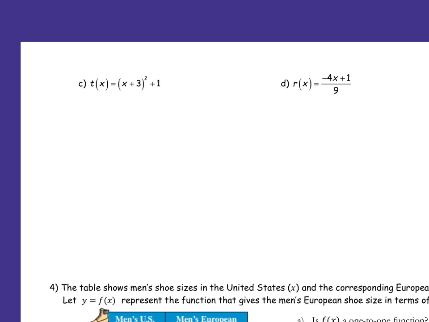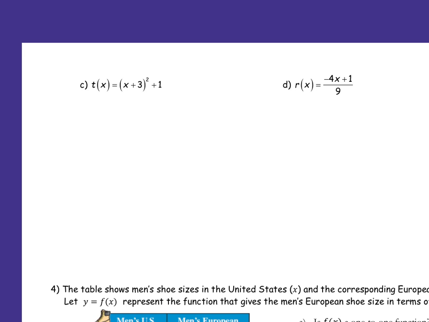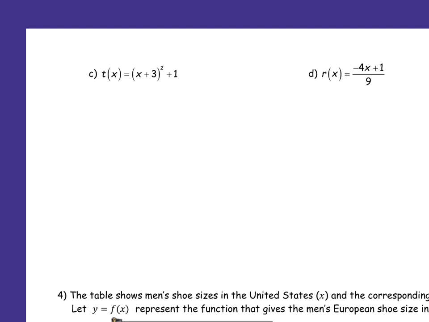Okay. These ones are a little harder. Well, I don't think this one is any harder. I think you guys could do it. You did the square root one, so I think you can do this one. So I'm going to switch the x and the y. Oh, this is a y. So I switch them and I get x equals (y plus 3) squared plus 1. So I'm going to subtract 1, and I get x minus 1 equals (y plus 3) squared.